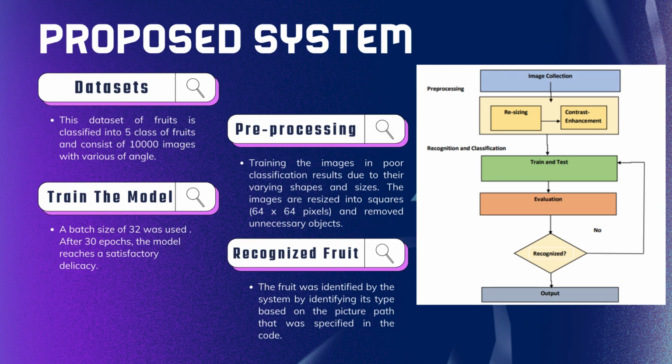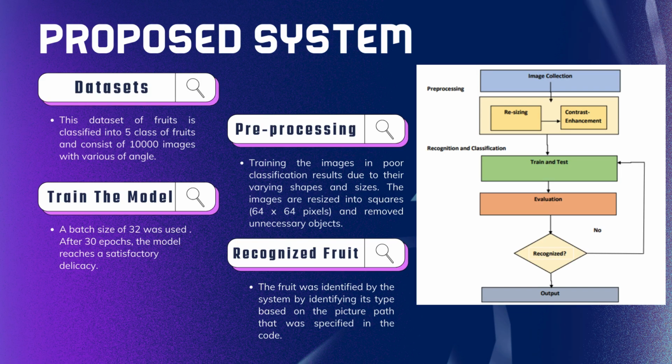So this is our proposed system. The first one is the dataset. The dataset of fruit is classified into 5 classes of fruit and consists of 10,000 images with various angles. The second one is pre-processing. Training on the images gives poor classification results due to their varying shapes and sizes. The images are resized into squares of 64 by 64 pixels and unnecessary objects are removed.